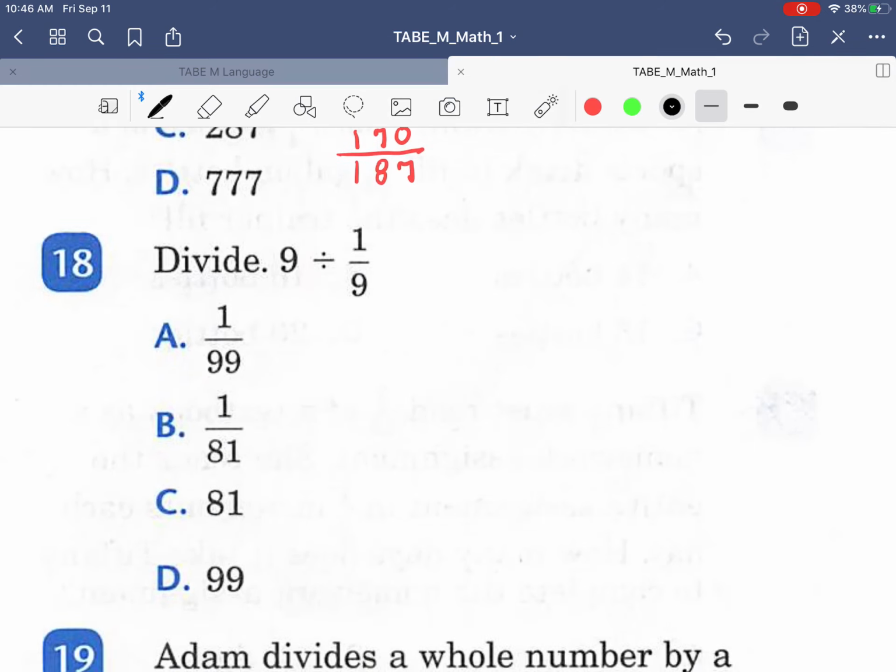Number 18. Divide 9 by 1/9. So put your 1 in there and then leave that reciprocal alone. 9 9s are 81.